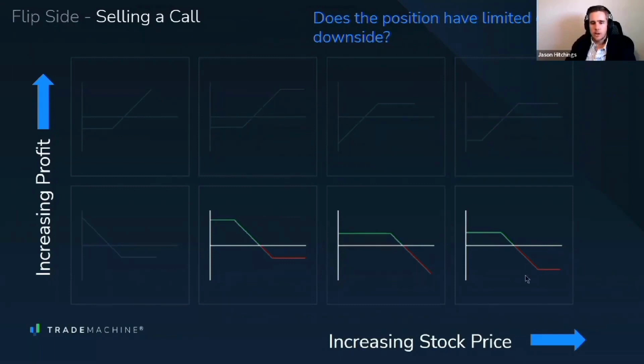Now, question of downside. Does the red line, if you're selling a call, what's your worst case scenario? Well, your worst case scenario is that the stock goes to $1 million and that you have to deliver the stock to someone at $9 a share, and you have to go out and buy it at $1 million a share. So the downside is unlimited. It doesn't have one of these flat lines.